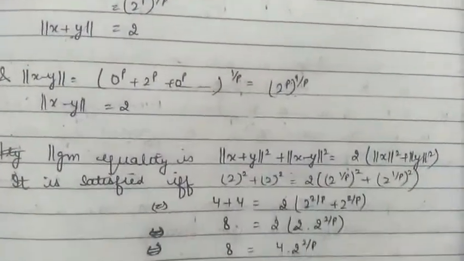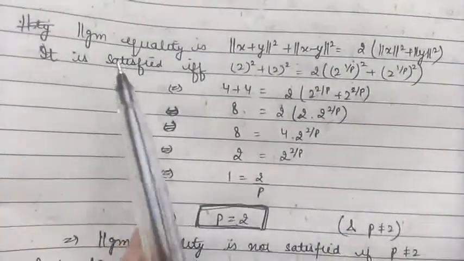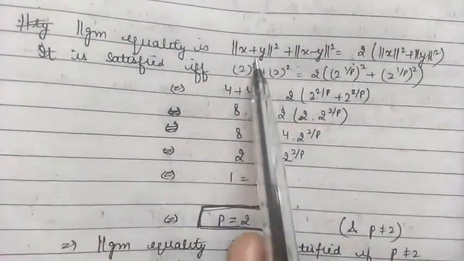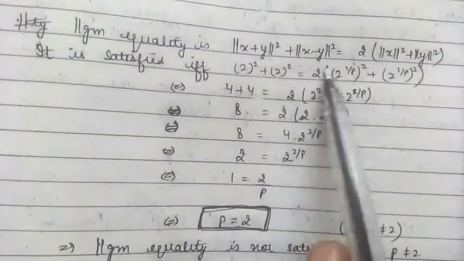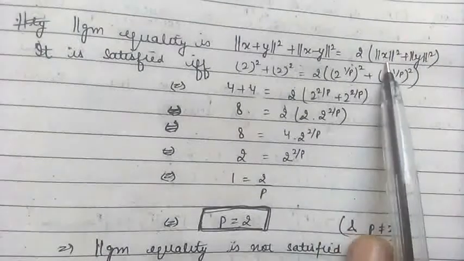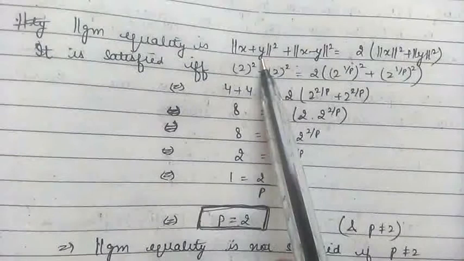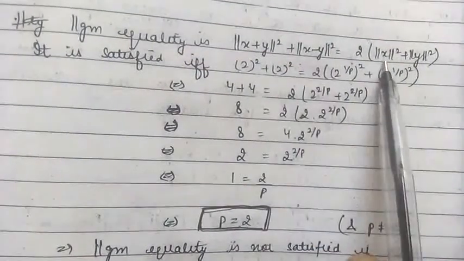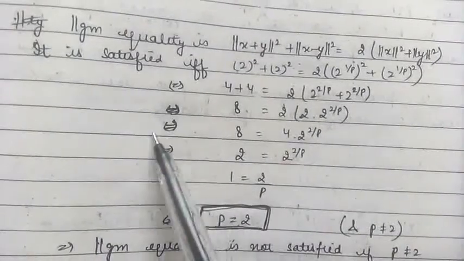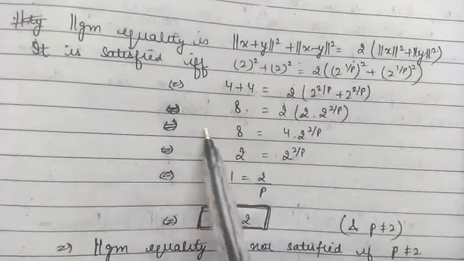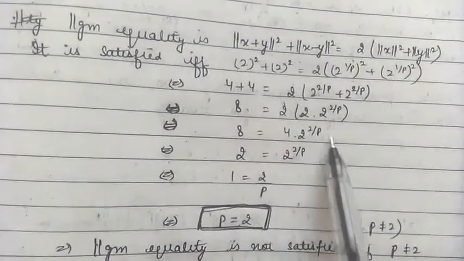Now let us check whether the parallelogram equality is satisfied or not. The parallelogram equality is: norm of x plus y squared plus norm of x minus y squared is equal to 2 times (norm of x squared plus norm of y squared). Let us put the values of the norms of x plus y, x minus y, x and y. If we put the values, we can see that on the left hand side we get 8, but on the right hand side we get 4 into 2 raised to the power 2 by p.